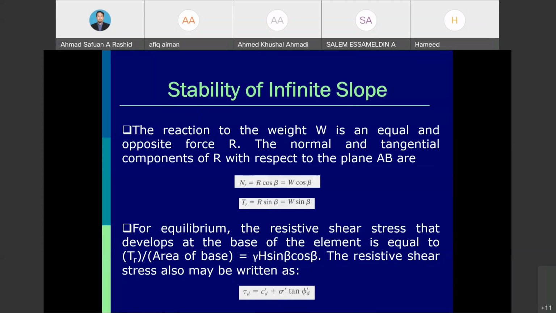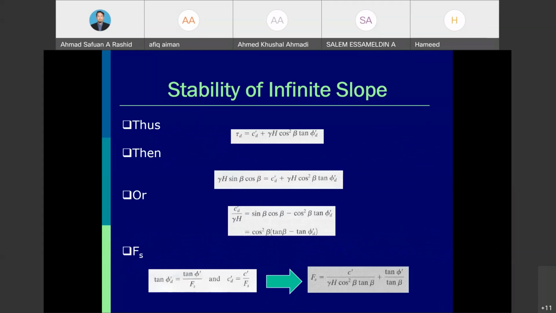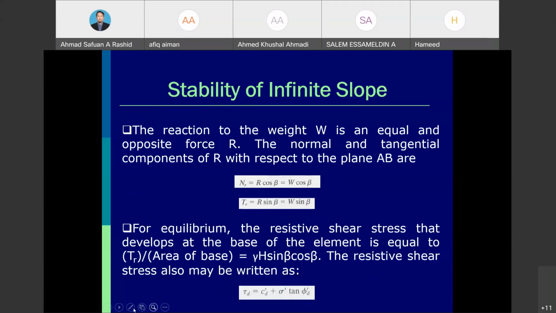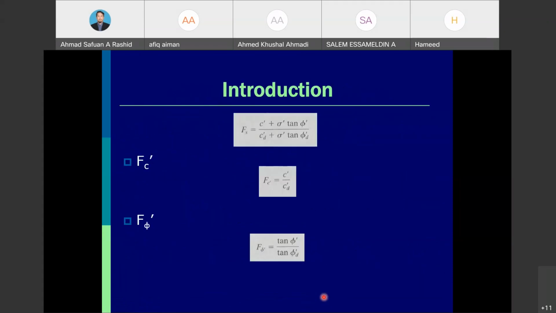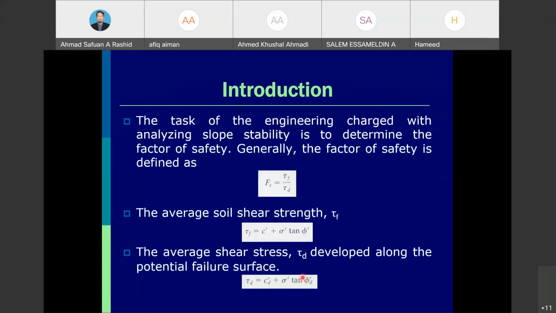Later on, the resistive shear stress may also be written as tau D equals CD plus sigma tangent phi D. This part we have discussed previously, in the first discussion.